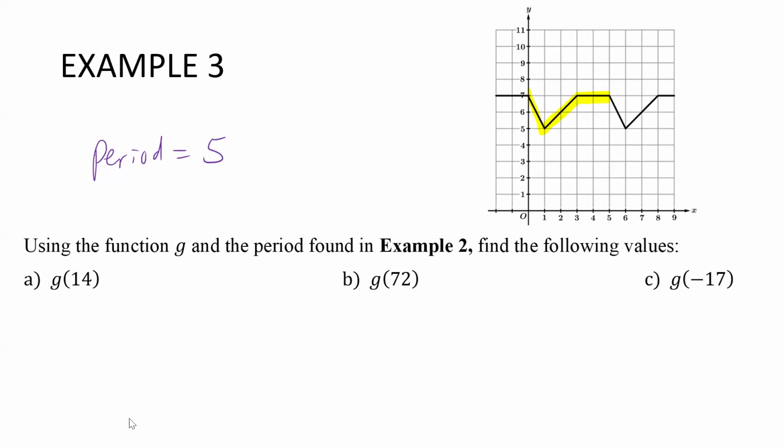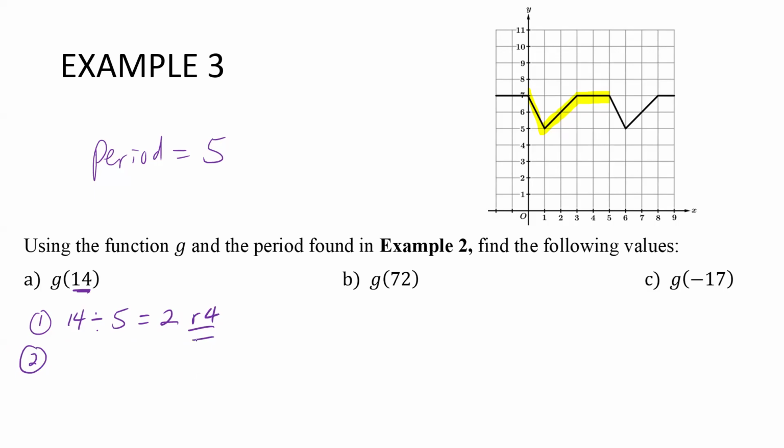So 14. First thing I'm going to do is divide. I'm going to take the X value that's given and divide by my period, because that's how many times the pattern will repeat. So 14 divided by my period, which is 5. This pattern is going to repeat 2 times. Then I'm going to have 2 with a remainder of what? Remember R? The remainder of 4. It's 2 with the remainder of 4.